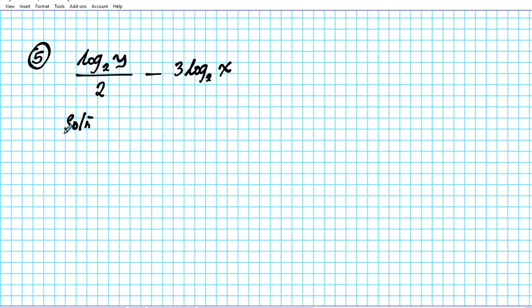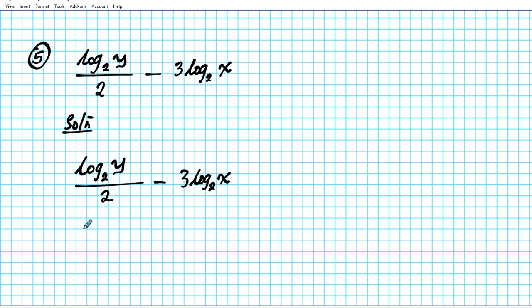So we see here that we have to do some work before we can apply the quotient property of logarithms. Okay, so what is the prep work that we have to do first in order to be able to apply the quotient property of logarithms? First things first, we need to get rid of this denominator and then this coefficient here.